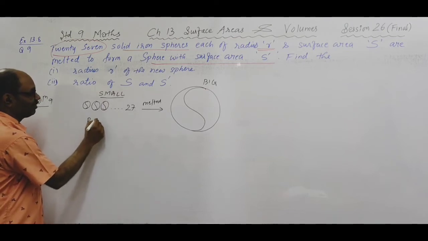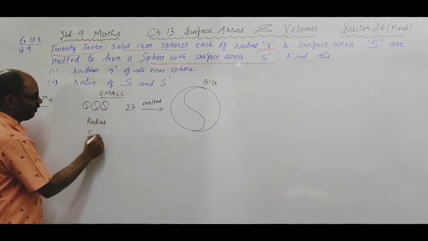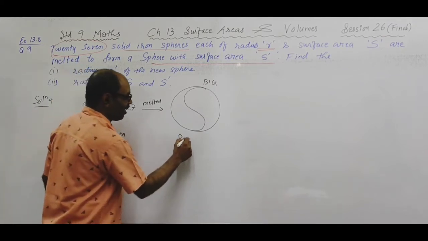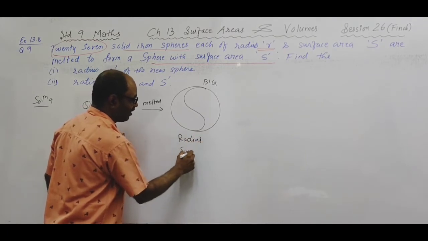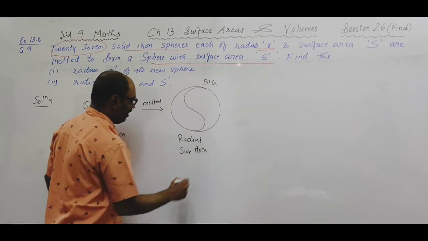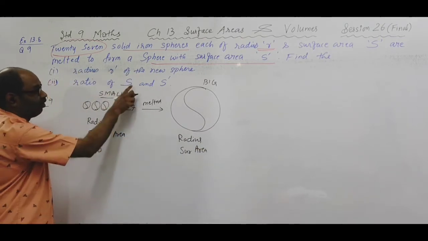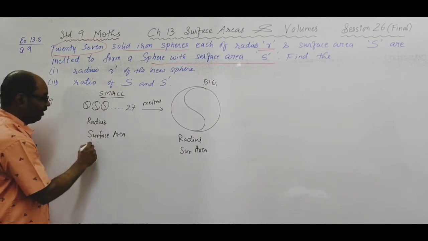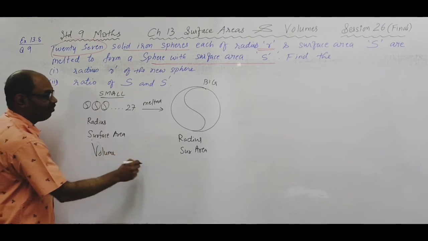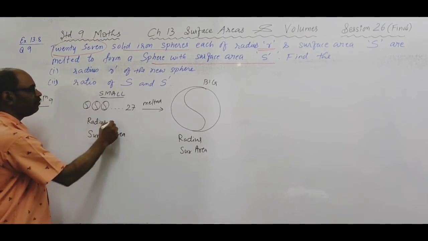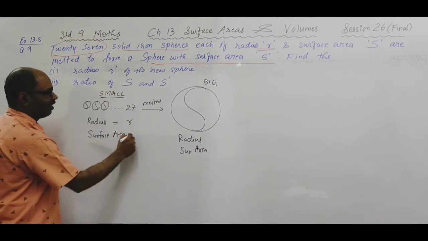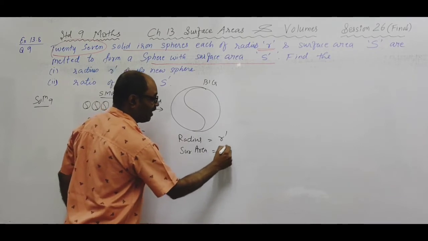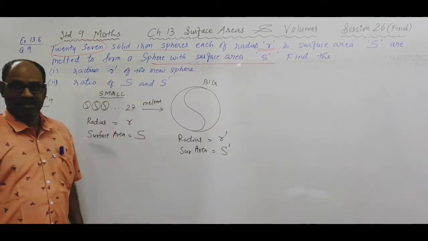इसका रेडियस, इसका सरफेस एरिया, I am using the words there. इसका रेडियस, इसका सरफेस एरिया, इसका वॉल्यूम भी, क्योंकि वॉल्यूम ऑल्सो we don't have to find, but still we'll need. I'll tell you why. Volume, okay, I'll write later. Radius is R, surface area is S for the small sphere, and radius is R dash and surface area is S dash for the new sphere.